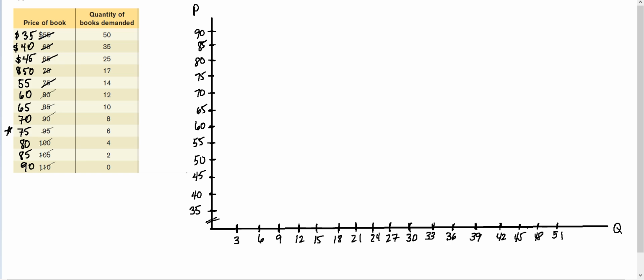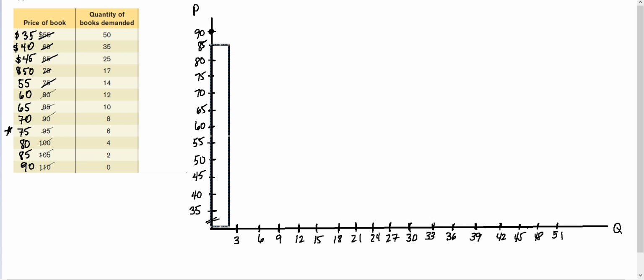So at the price of $90 per book, we have no one demanding the book. And so I'm going to represent that with just that dot there at 0, 90. Then at $85 per book, I have 2 consumers demanding the book. So I'm just going to represent that now with a bar. I'm going to use this bar method.